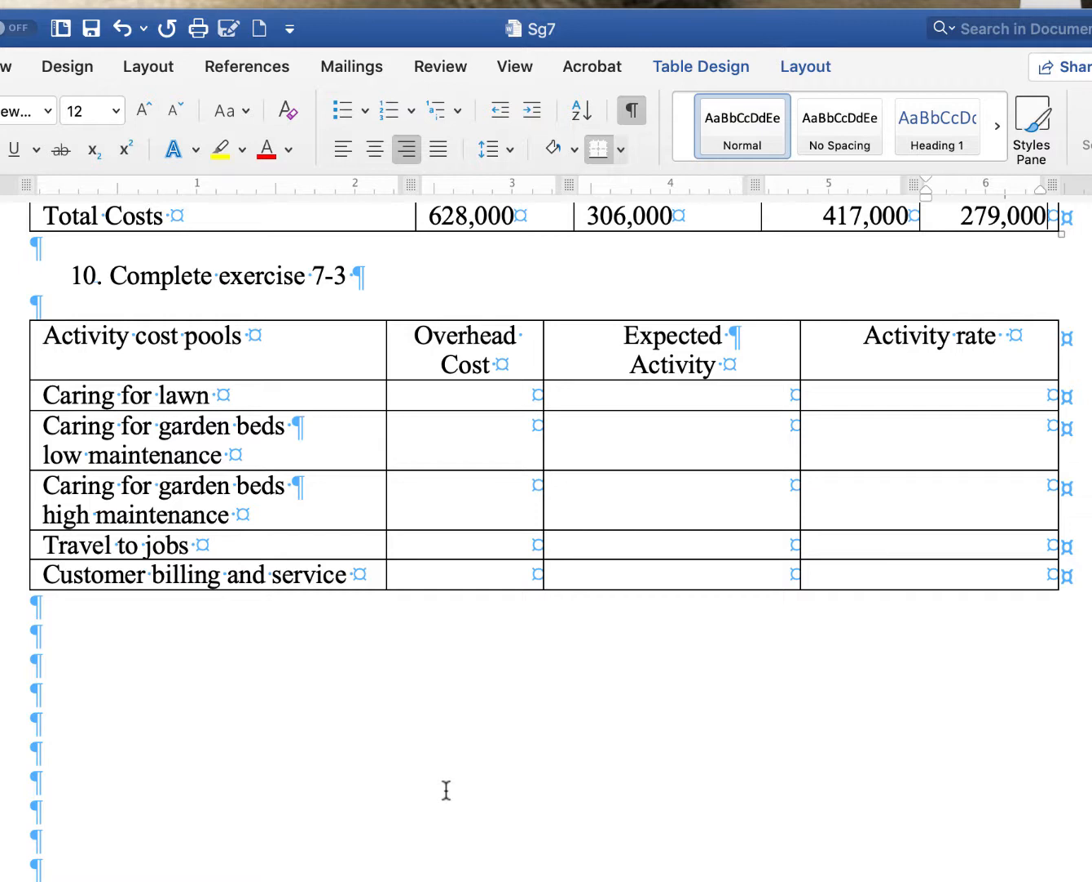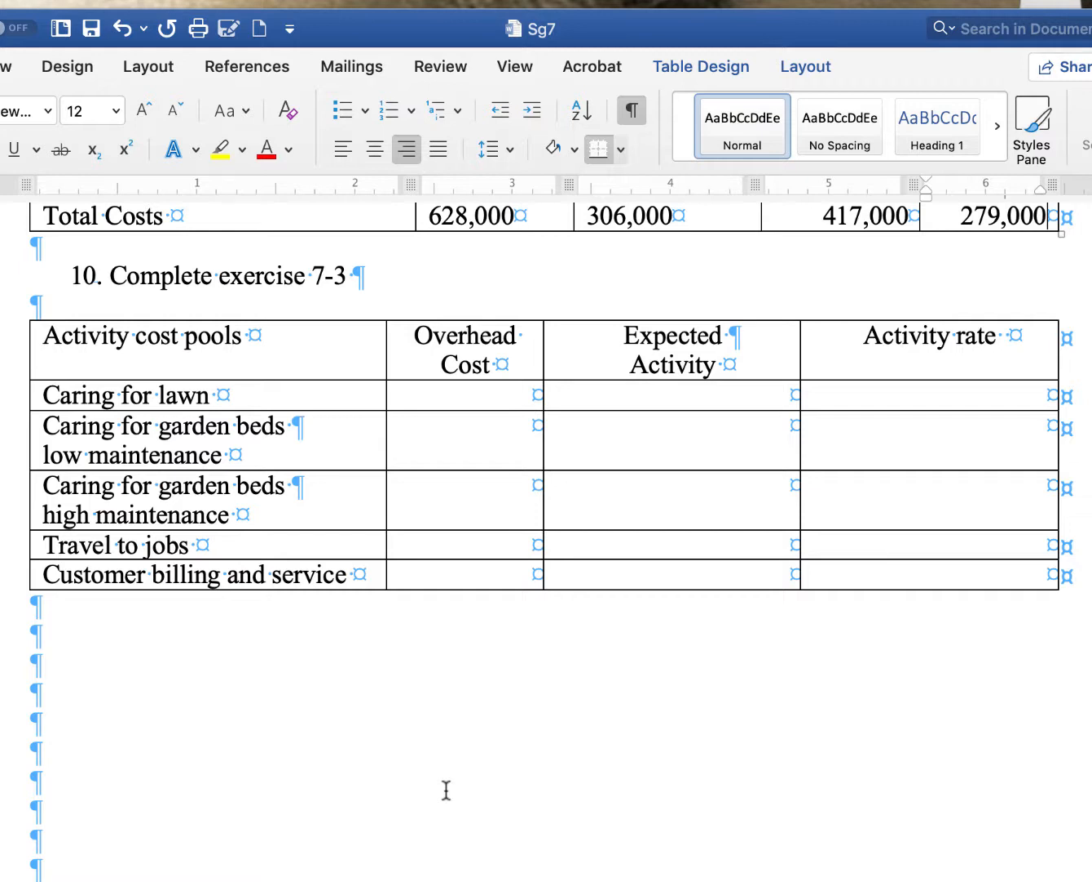we have four activities. In addition, the costs of maintaining garden beds depend on whether the beds are low maintenance beds, mainly ordinary trees and shrubs, or high maintenance beds, mainly flowers and exotic plants. Accordingly, the company uses the 5 activity cost pools listed below. So guess what? They already listed the activity cost pools. They already gave us the activity measure.